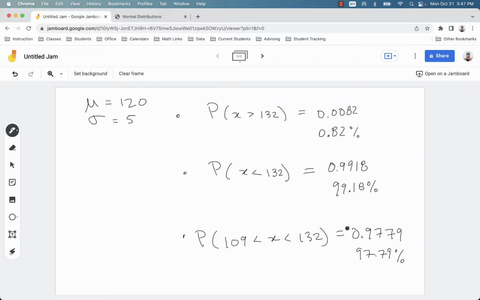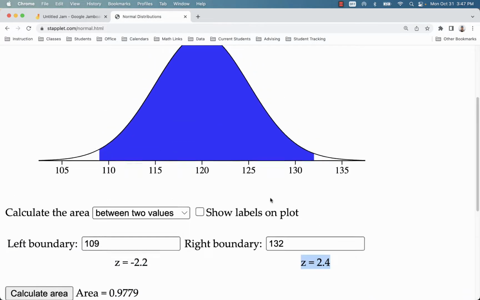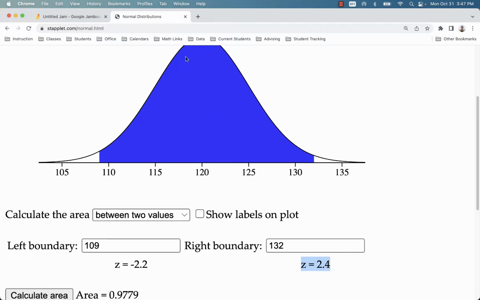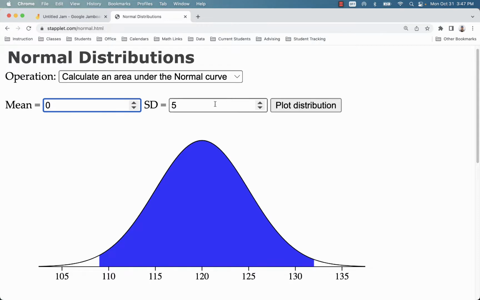So that's all I would need to do for those. In each case, you do get a z. And just keep in mind that when you know z, you can break that down to just your standard normal distribution.